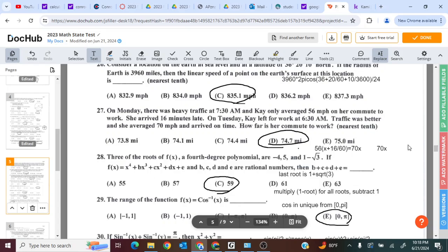Monday, there was heavy traffic at 7:30. She only averaged 56 miles per hour, arriving 16 minutes late. Tuesday, she left for work and went 70 miles per hour, arriving on time. How far is her commute?